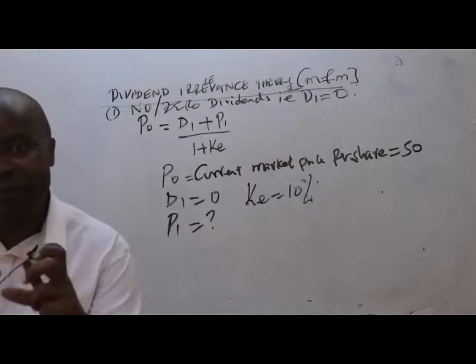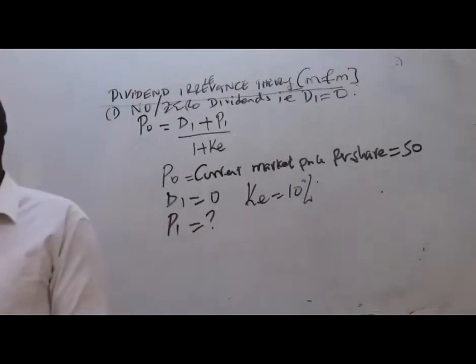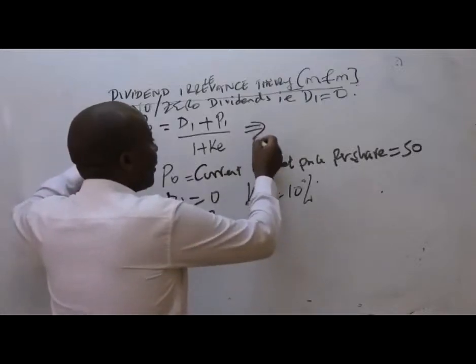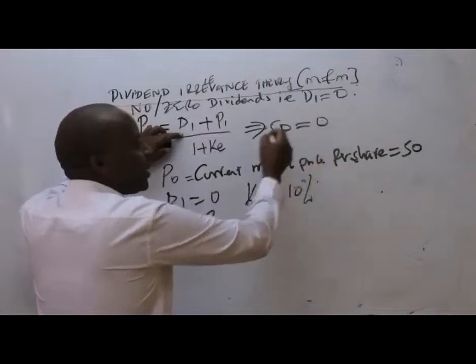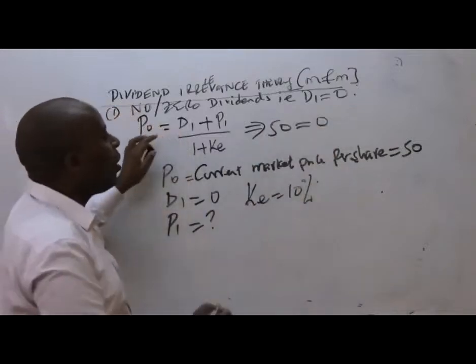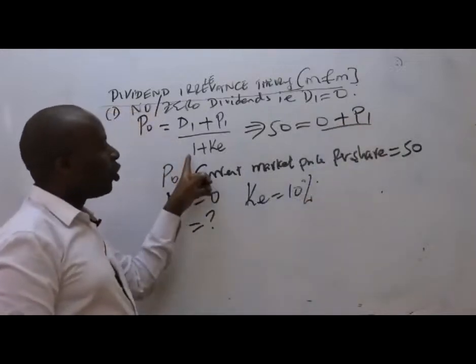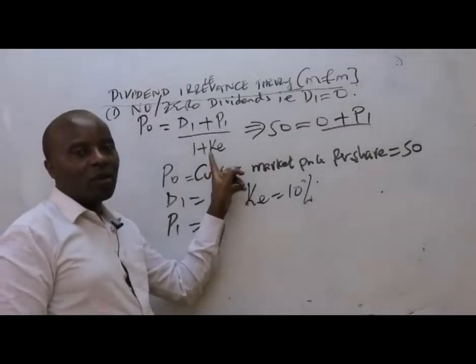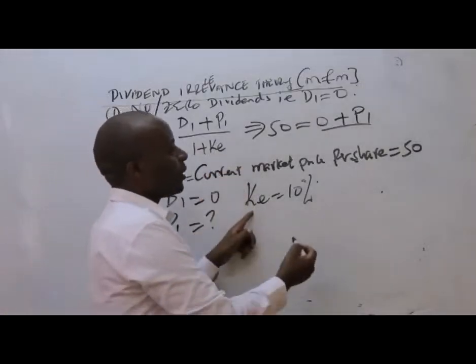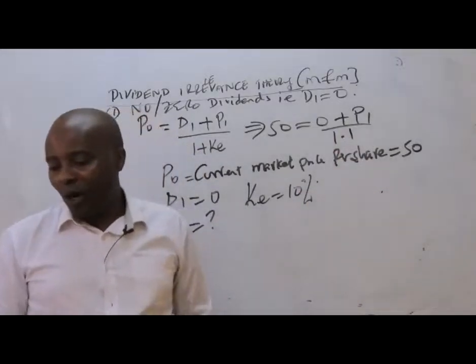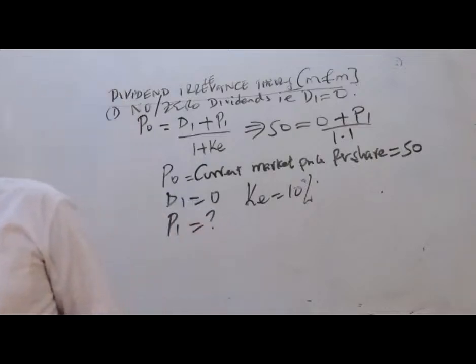So is there somebody who can make some adjustments there so that we have an answer? In this case, our P0 is 50, which will be equal to D1, that is 0, plus P1, which we do not really know the value of at the moment, all over 1 plus KE, cost of equity, which is 10%. So 1 plus 10% is the same as 1.1.